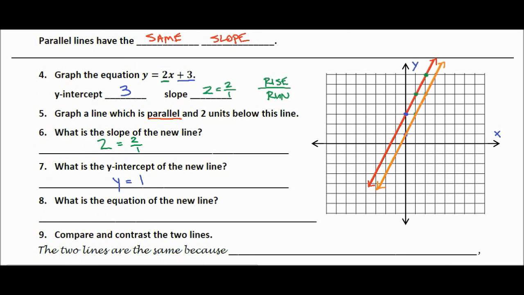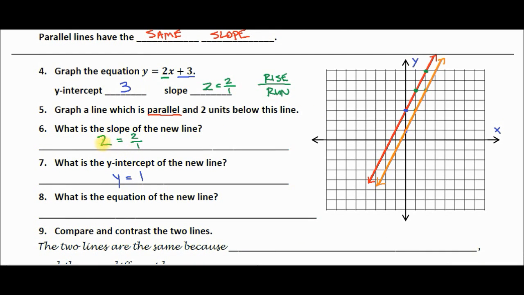It's no sweat. We know the slope. We know the y-intercept. That means our equation is going to be, let's write this in a different color, y equals, what's our slope? Our slope is 2. 2x. What's our y-intercept? Our y-intercept is positive 1. Easy enough to find the equation of the new line.